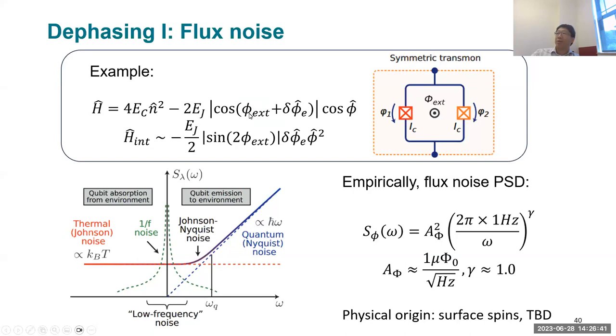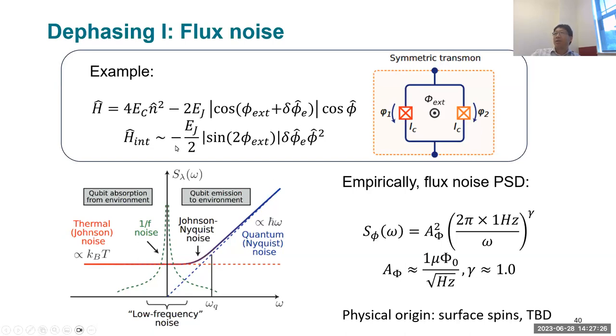Lowercase simply just means dividing the phi by the flux quantum. And you can see that if your environment introduces some fluctuation to this external flux, I can write it as an operator called delta phi e. And this operator is going to couple to your qubit Hamiltonian via this term, which is cosine phi. And if I expand cosine phi, I get a second order term. I will get phi squared here, right? So you can see that it gives you a coupling Hamiltonian that is the environment operator multiplied by phi squared for your qubit.